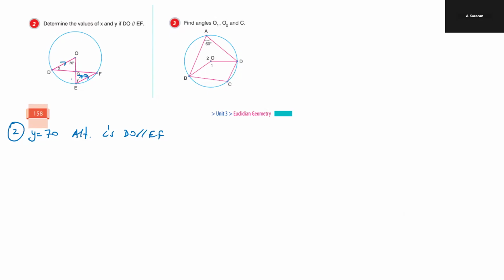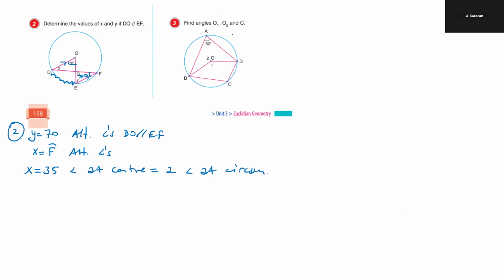After you get y as 70, I can get this part here as x. Again, x is equal to F, alternate angles. F is subtended by DE, 70 is also subtended by DE, so x will be equal to half of 70, which is 35. Reason is angle at center is equal to 2 times angle at circumference.